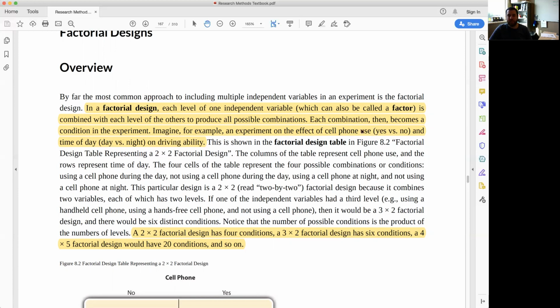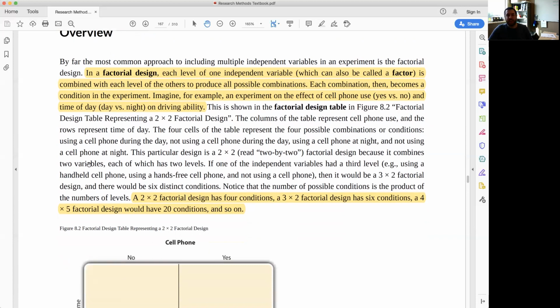So we have 2 levels of our first factor and 2 levels of our next factor. So that's where the 2 by 2 comes into play. So you can see that they have wide ranging possibilities here. And depending upon how many factors you have and how many levels you have, it's going to exponentially increase or decrease the amount of conditions that you have.